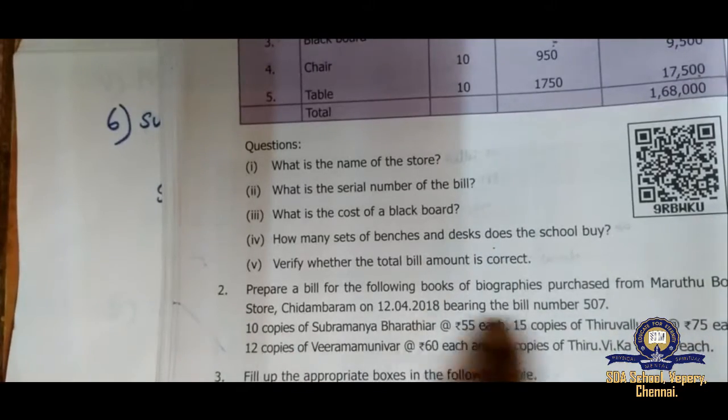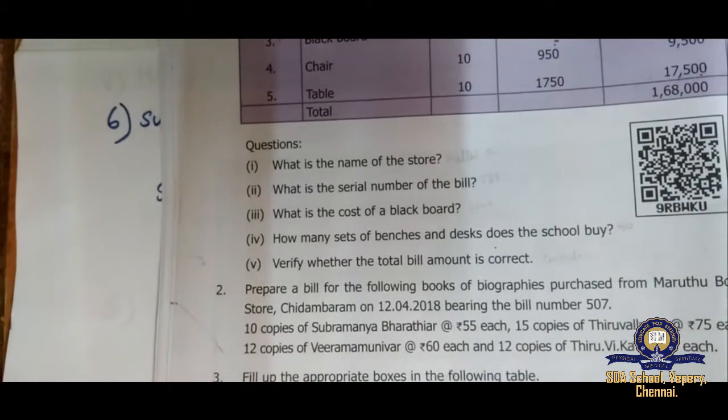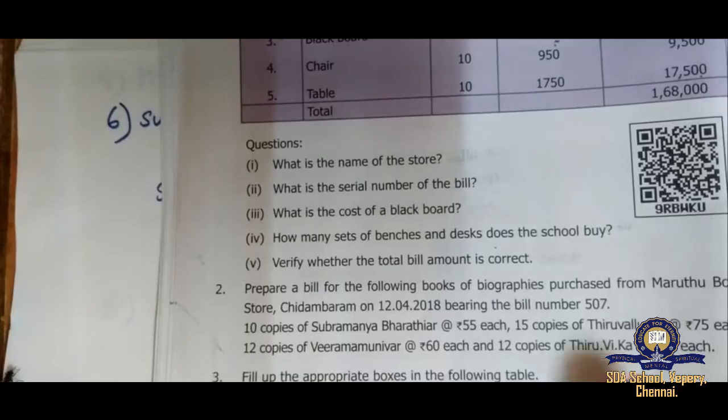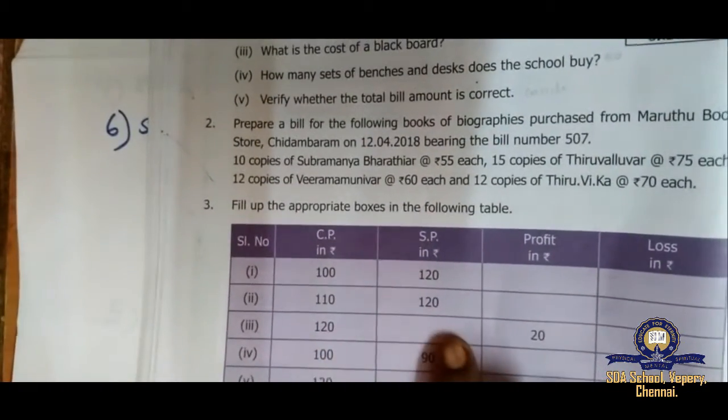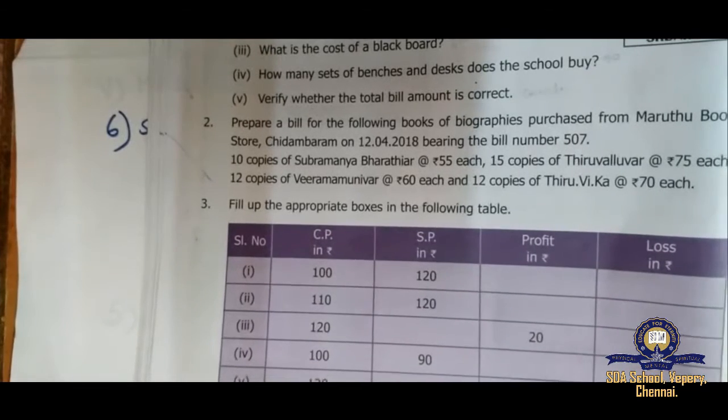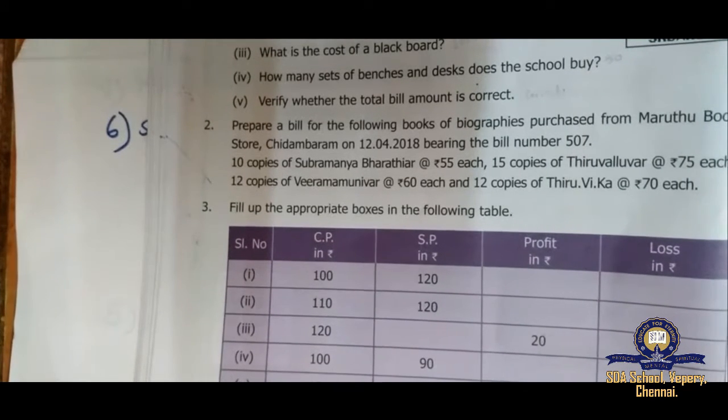Then second question, we prepared a bill, how to prepare a bill with the help of details. Then we saw the third sum, cost price, selling price, profit and loss. What is the profit formula? Profit is equal to selling price minus cost price. Then loss is equal to cost price minus selling price.